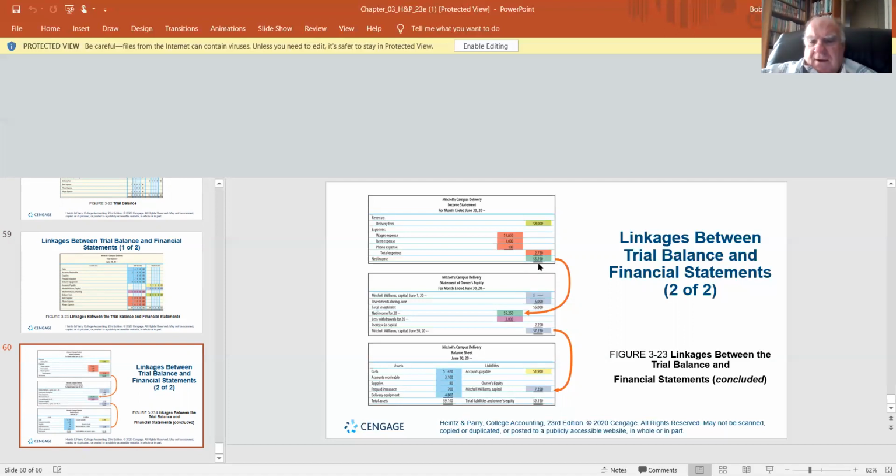So that income is going to come over to your next statement, the statement of equity, and then we'll go from there to the balance sheet. I'm going to go back to the income statement. The income statement is your revenues minus your expenses to get your net income or net profit. That's an acceptable word too. Profit, income mean the same thing.